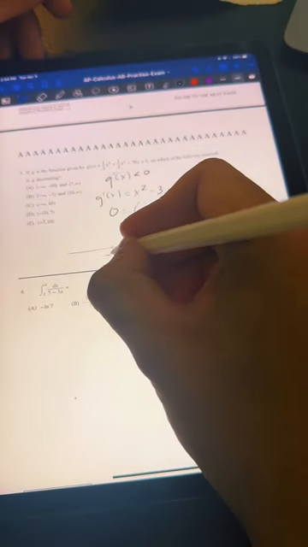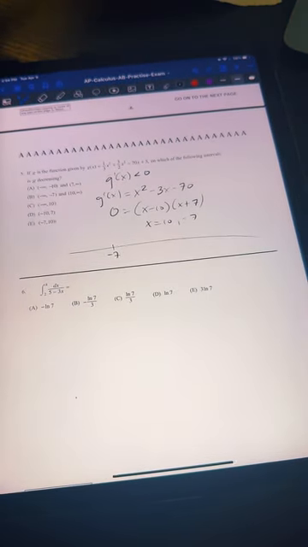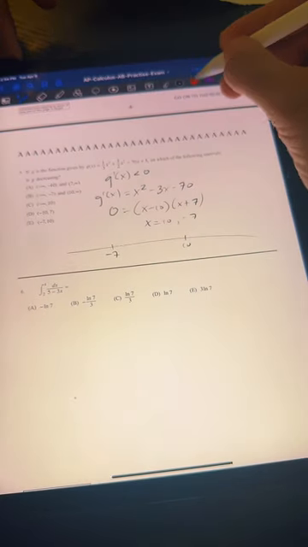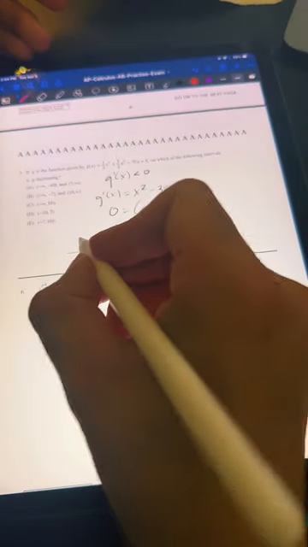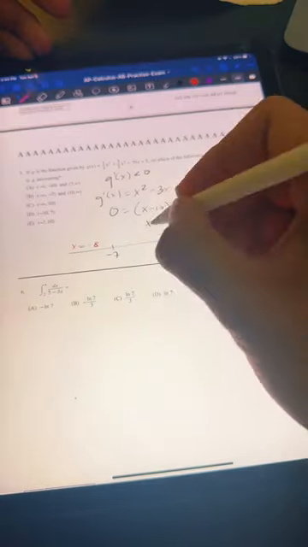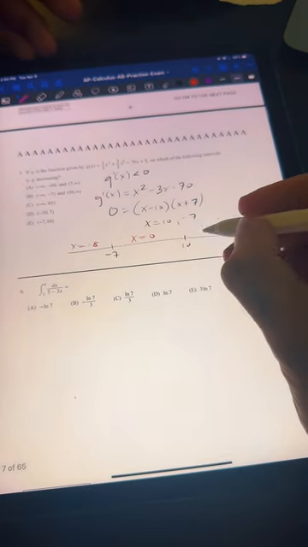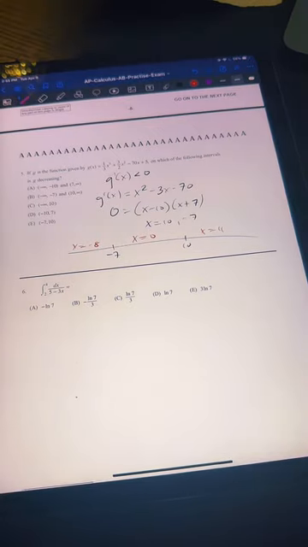Now, I'm going to draw a number line. That's how I'm used to finding out how I'm going to check whether it's increasing or decreasing. I have negative 7 and I have 10. And now we just plug in some values to the left. So let's plug in negative 8. I'm going to plug in 0 in between negative 7 and 10. And then now I'm going to go ahead and plug in 11.